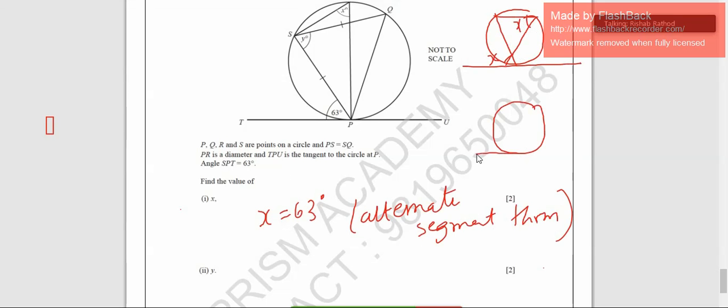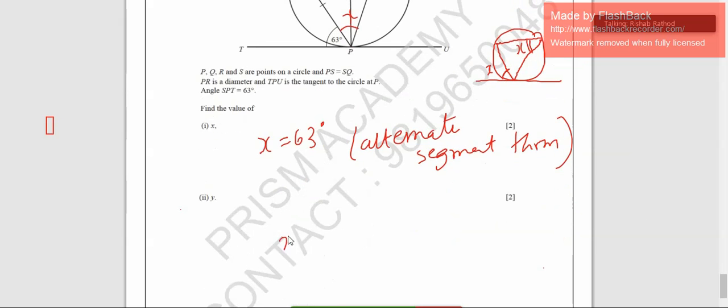Circle, tangent, any random line. This is X subtended by this segment. This also becomes X. Correct? This is X, so this also will become X. Because of the inscribed angle theorem, this is equal to this, so this also will become X in this triangle. So can I say X plus Y is equal to 180 degrees?